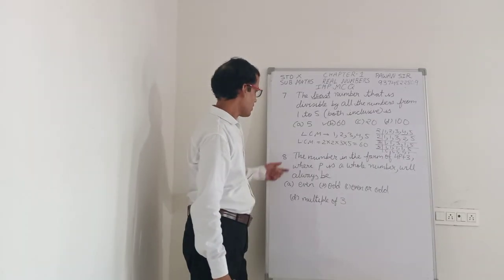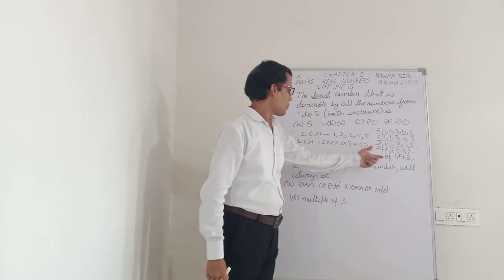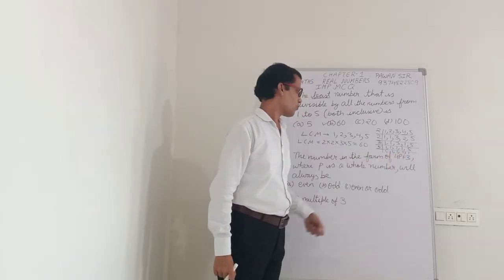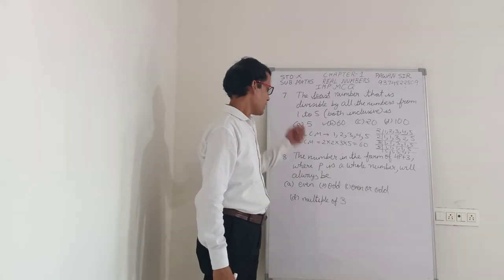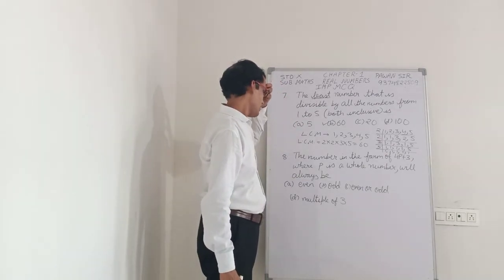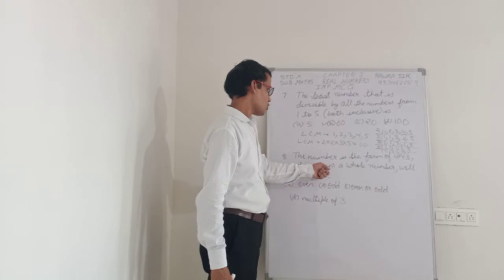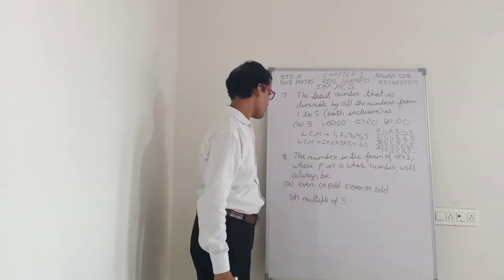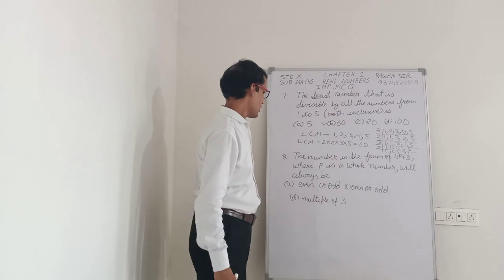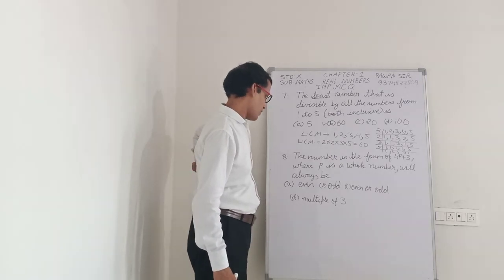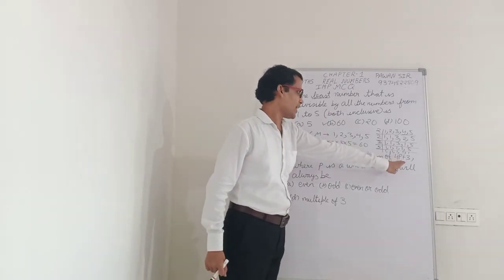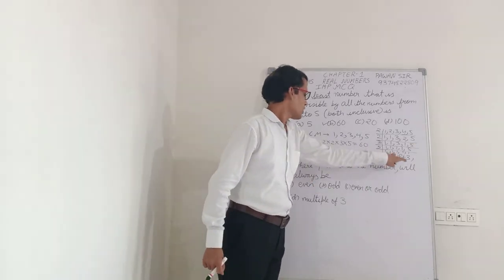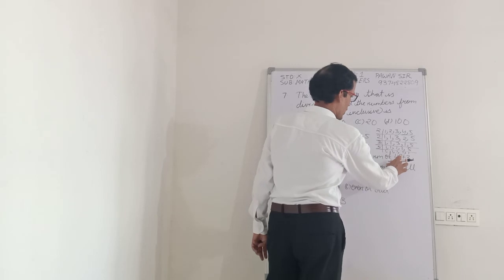Now 8th question. The number is in the form of 4p plus 3. There is a number which is of the form 4p plus 3. p is a whole number. So p can be 0 also because p is a whole number. Four options are given. So it must be true every time. You can take p any whole number. Suppose we take p equal to 0, then what we get?